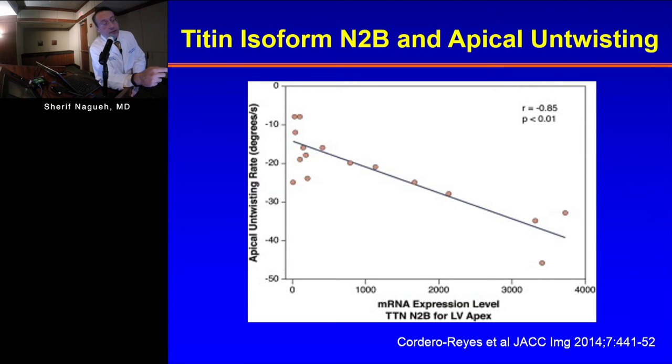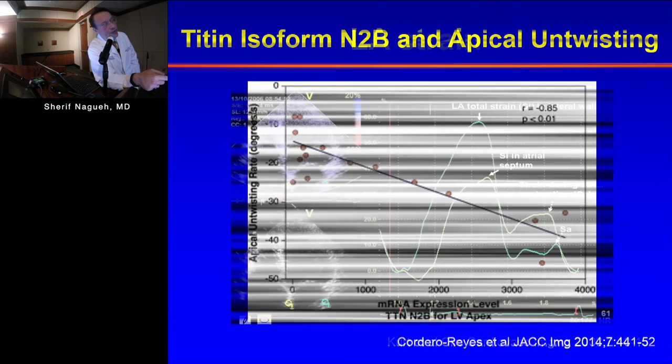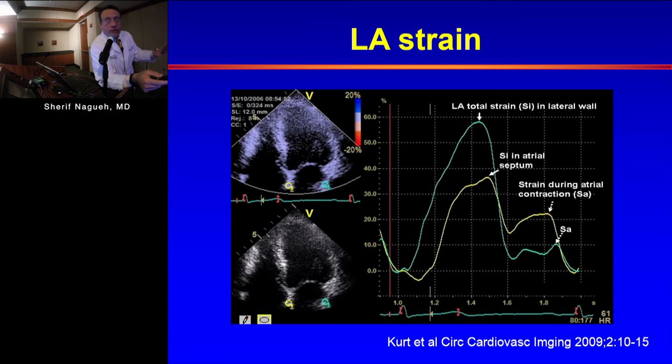We looked at this relation in patients where the heart was available and where twisting was measured from the apex, which is the main contributor for the untwisting that is happening in the ventricle. And what the slide shows is that the more of this stiffer isoform of the protein, the higher the untwisting rate. Negative values represent more untwisting. Less negative values represent less untwisting. So now we've established why the end-systolic volume is a determinant of the untwisting rate and how it relates to the proteins that make up the sarcomere.